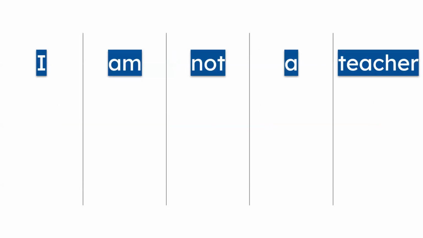Next sentence. Now let's make a negative statement. I'm not a teacher. We already know yo. You remember, ser for yo? The right conjugation was soy. Soy. But what is happening here?